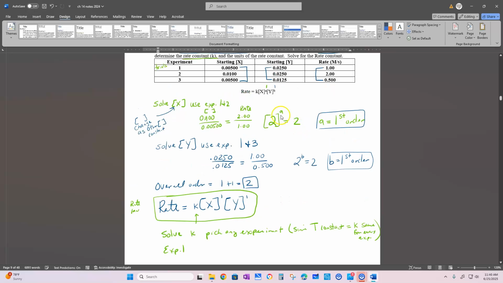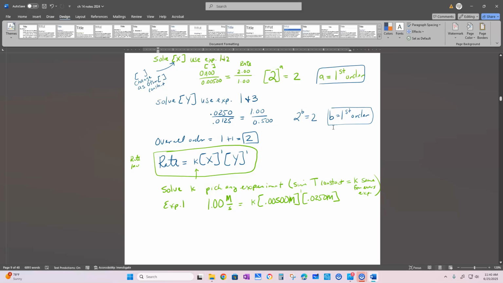Okay? And basically just get all the values that you need from experiment 1. So I have my rate. So my rate value right there, 1.00. And notice the units, M over S. Okay? Make sure that M is capitalized versus S lowercase. I don't know what K is, so I'm just going to write K. My concentration of X, 0.00500, big M. Okay, and it's to the first power. And then my Y, 0.0250, big M. Okay? So this is called algebra, ladies and gentlemen.